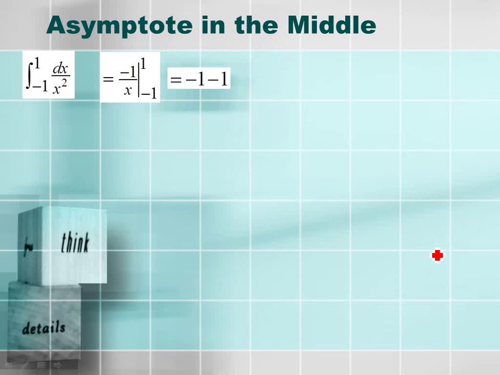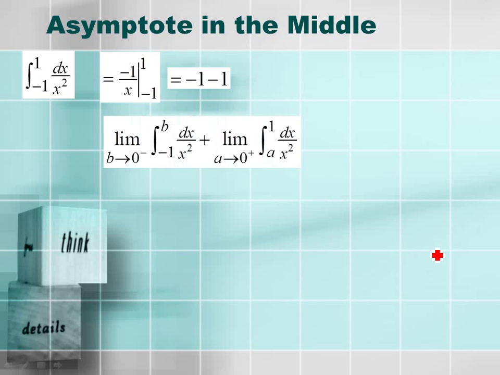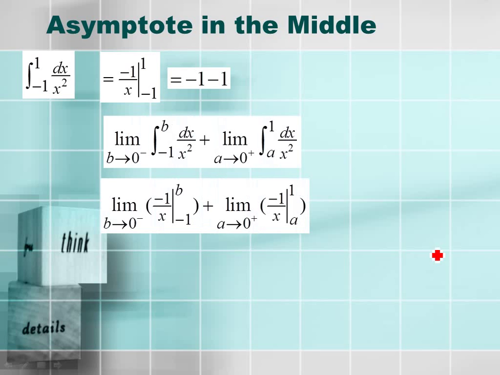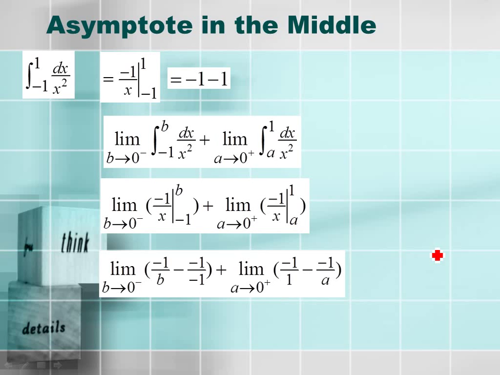So again, I'm going to go from negative 1 to 0, and then from 0 to 1. So I'll go negative 1 to b, and then I'll go from a to 1 for the second integral. Okay, the antiderivative is still going to be negative 1 over x. Now I'm going to plug in b, and I'll plug in negative 1 for the first one. I'll plug in 1 and a for the second one. So I have negative 1 over b minus negative 1 over negative 1, so it's minus 1. Then I got negative 1 minus negative 1 over a.